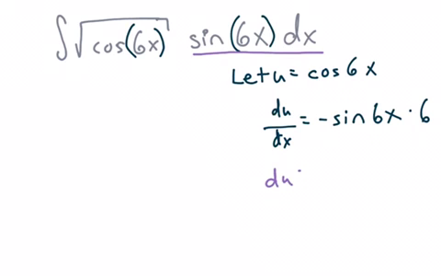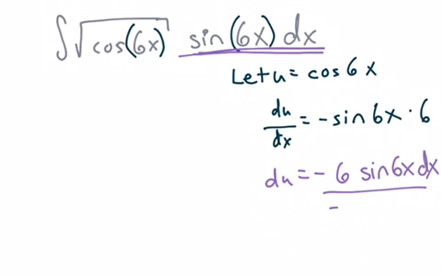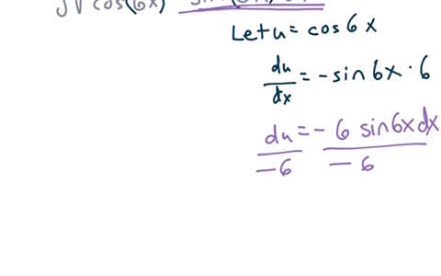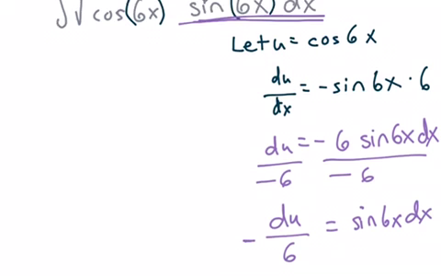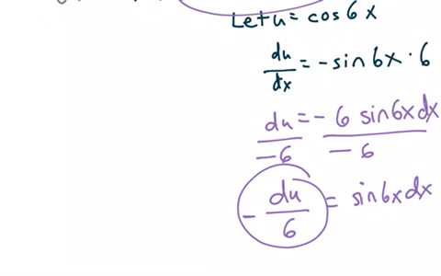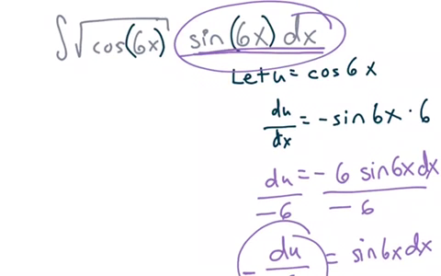So we get du equals negative 6 sine 6x dx, and because sine 6x dx is there, I'm just going to move negative 6 to the other side. So I have du over negative 6 equals sine 6x dx. And so this value here can be replaced by du over 6 but negative. So what am I left with?